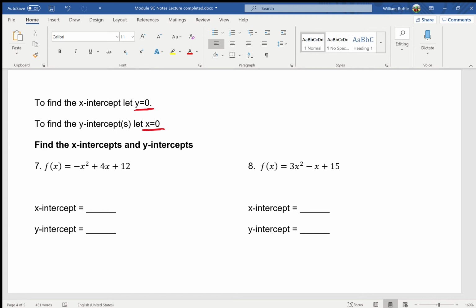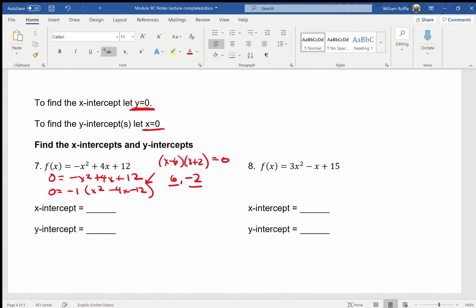So now, there are two ways of doing this. This first one, we will obviously let y equal 0. So it's 0 equals negative x squared plus 4x plus 12. So I could try to factor it. If I take out the negative 1, and then I say, what factors of negative 12 add up to negative 4? Well, that's negative 6 and positive 2. And remember, this is equal to 0, so I get x equals 6 or negative 2. So those are my two x values, 6 and negative 2. So I'd have to do 6 comma 0, and then negative 2 comma 0.